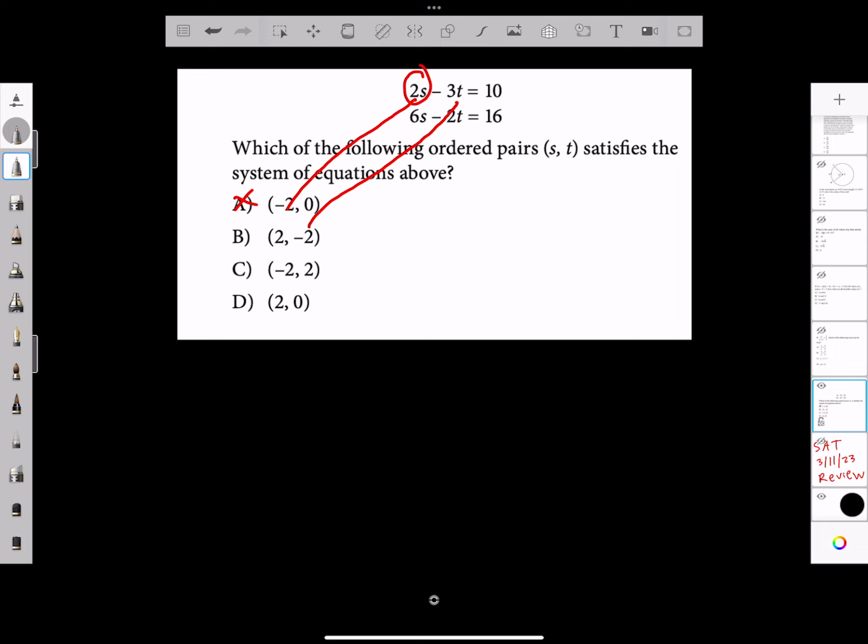Then we'll plug in B, 2 for s, -2 for t, and then we get 2 times 2, so 4, -3 times -2, which is 6, so 4 plus 6 does get us 10, so that's good so far. And then we'll plug in 2 right in there, -2 right in there, 12 plus 4. So that one works. And remember, with this strategy, when you're plugging in answers, once you get the answer, you don't need to check the other ones. That's not to say that that works for every strategy, but for when you're plugging in the answers, you can absolutely just move on, save your time for the next one.